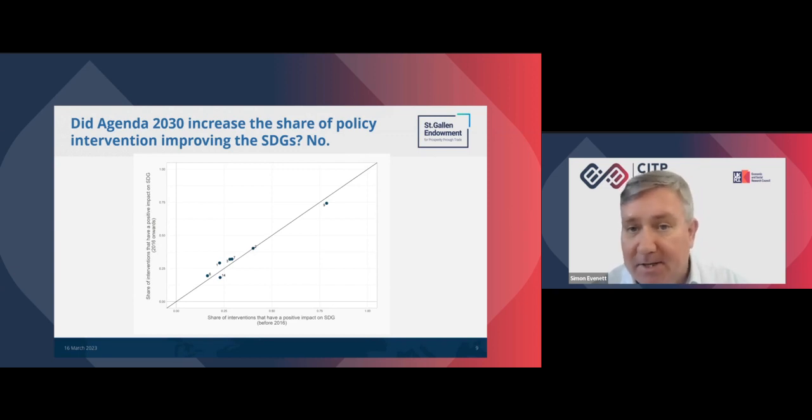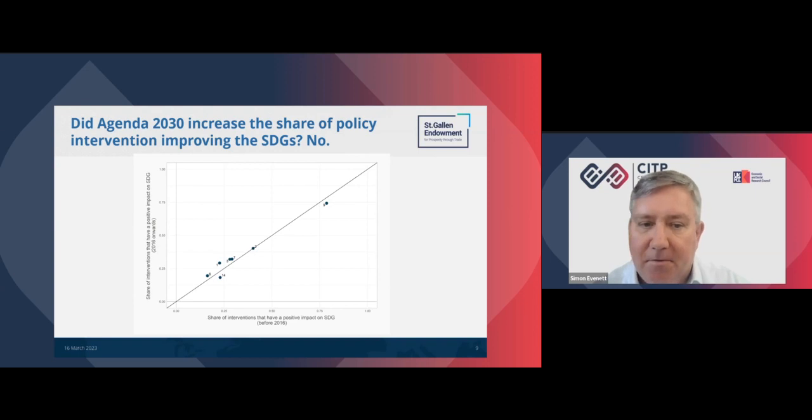The short answer is no. What we do in this chart here is, before Agenda 2030 is put in place, we plotted the share of commercial policy interventions that have a positive effect on an SDG. And then we plotted the same share since Agenda 2030 came into effect on the vertical axis.